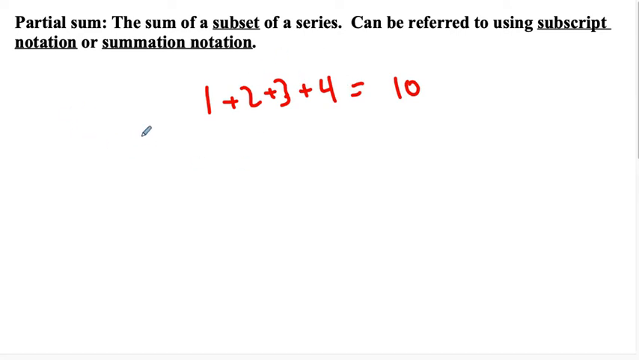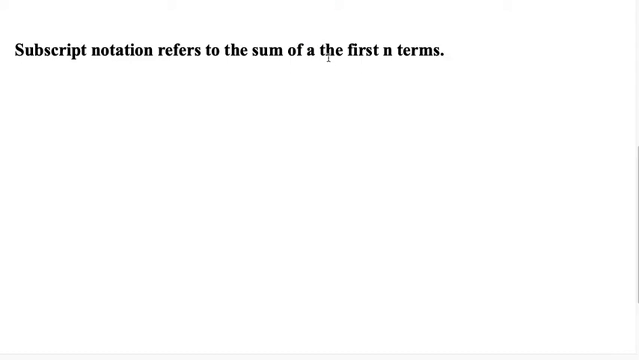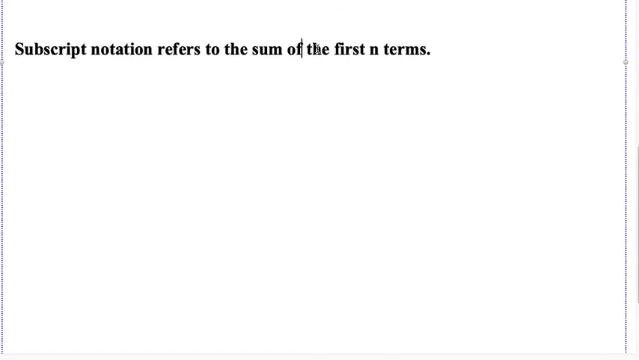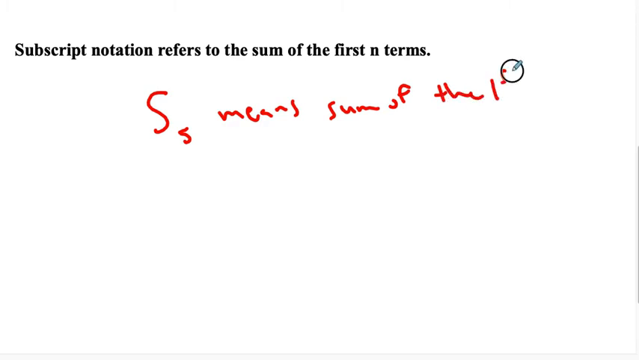This can be written in a couple of different ways. You can use something called subscript notation. So subscript notation refers to the sum of the first n terms. So we're assuming that we're starting. So if you look at S, guess what S stands for, right? Sum. S sub 5 means the sum of the first 5 terms.